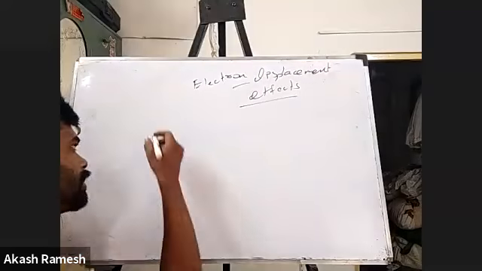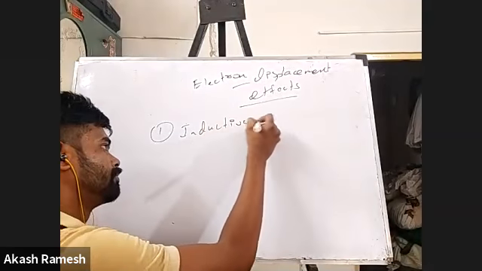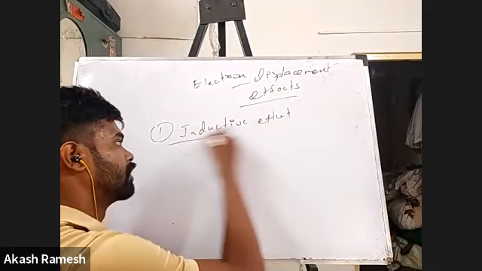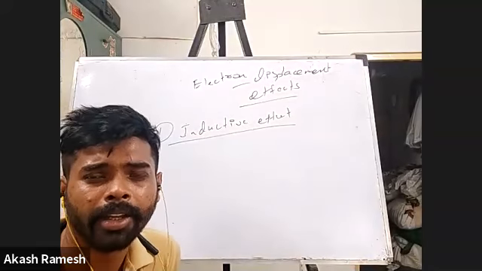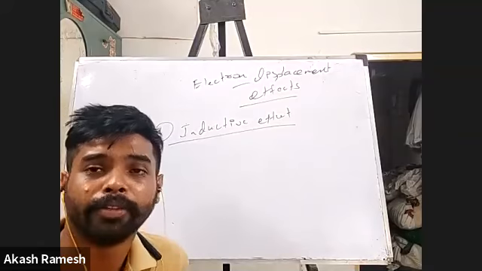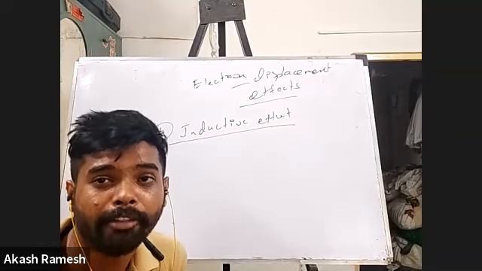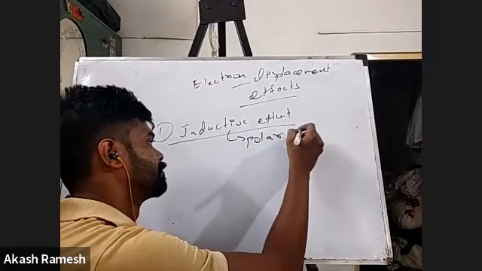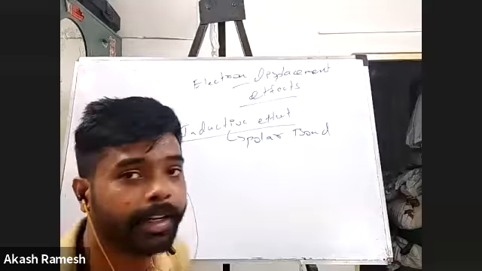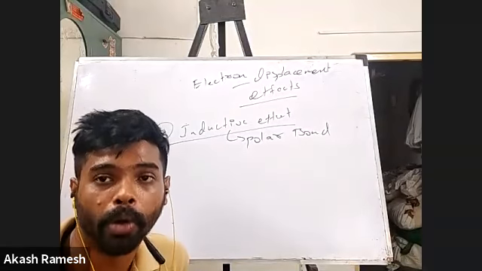Among that, the first one, you should have known it, is what is called the inductive effect, right? So for this effect to happen, I should have a polar bond. The main requirement for the inductive effect to happen is that I should have a bond which is polar.